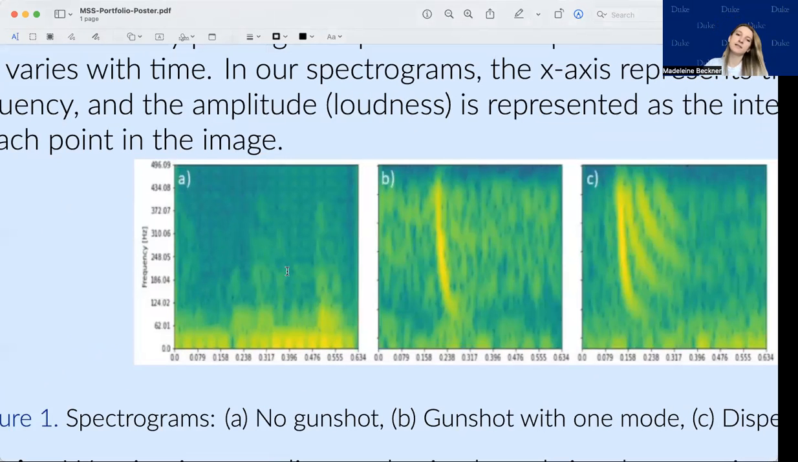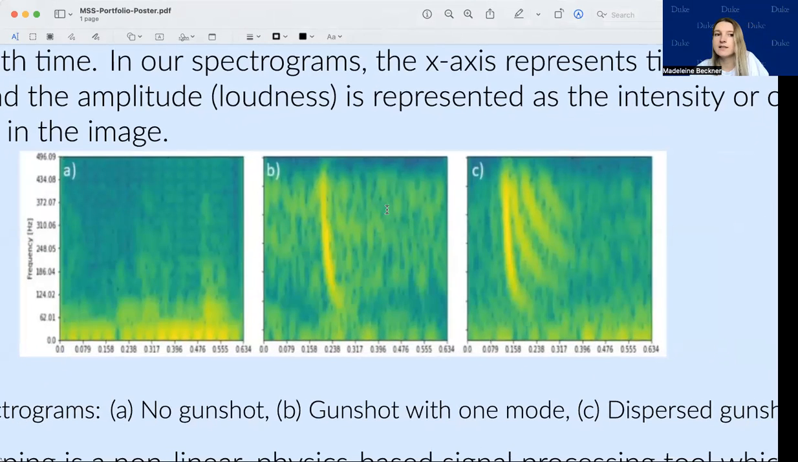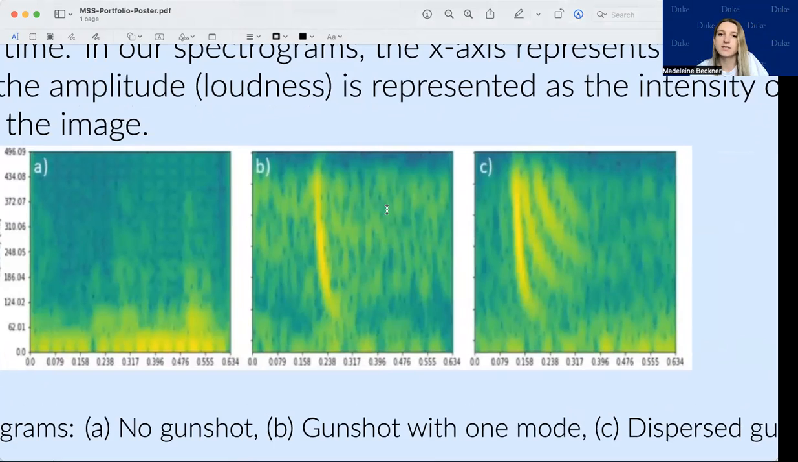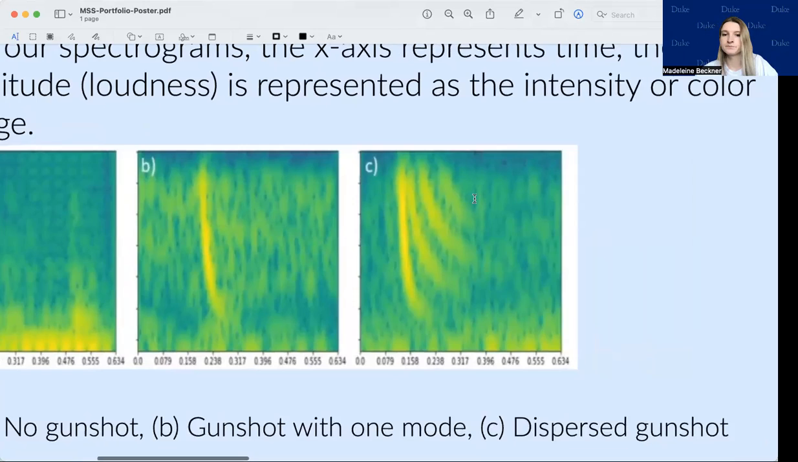Figure A is a spectrogram with no apparent signal here. This might just be some background ocean noise. In figure B, this is a spectrogram of a non-dispersed gunshot call. If you remember, the x-axis is time, so you can tell it's a very short signal. The y-axis is frequency, and then the loudness is the color. So you can tell it's a very loud, short signal. That being said, it's only got one mode, which is the line right there. So this is a non-dispersed gunshot call.